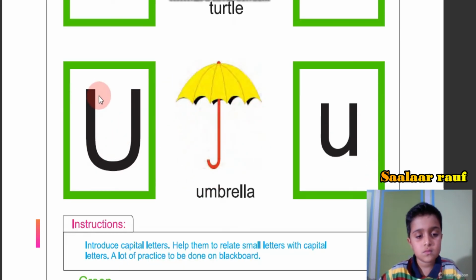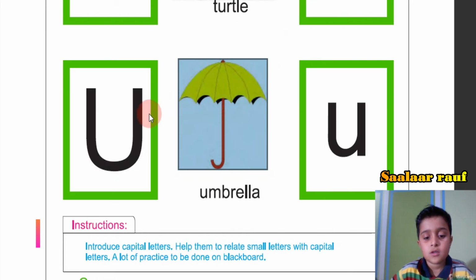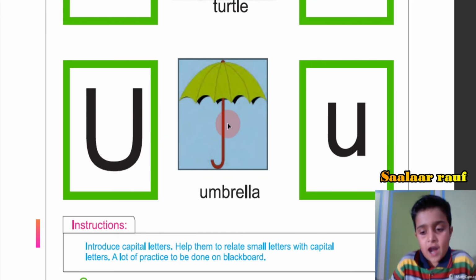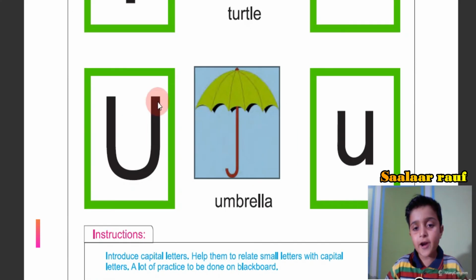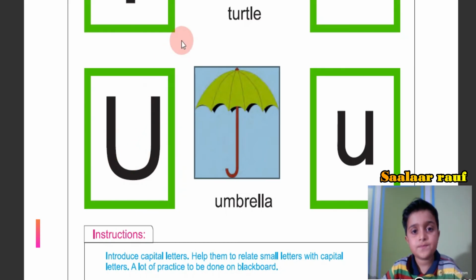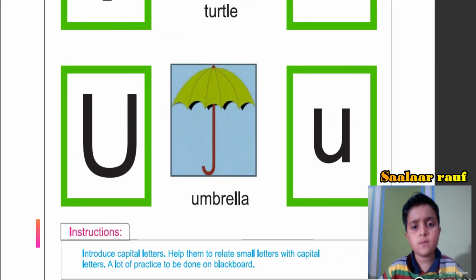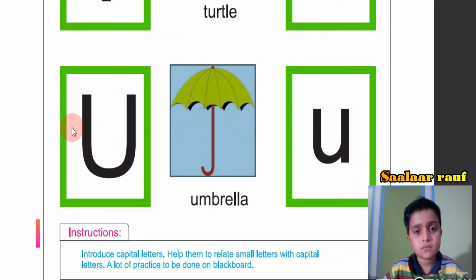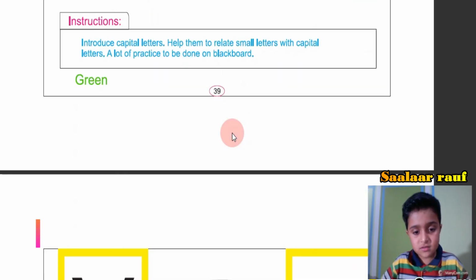And next one, U. Where is U coming? Here is a U. U for umbrella. U for umbrella.